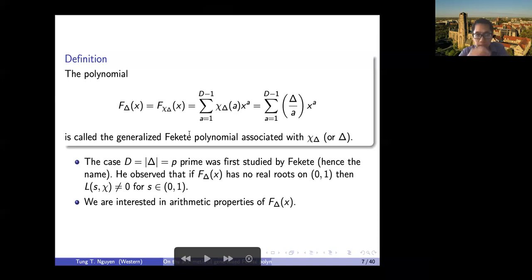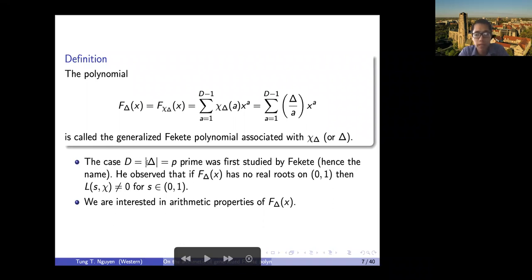Now, we give a name to this polynomial. The polynomial f delta of x, you can index it by the character as well. It is given by the sum over a from 1 to d minus 1 of delta over a, x to the power a. This one we call the generalized Fekete polynomial associated with chi delta, or delta. What it means is that the quadratic character is determined by delta, so we can index it either by delta or by the character chi delta. This definition actually works for any character, so it doesn't have to be quadratic. But our talk will focus on the quadratic case, and we will explain in a second why that's important for us. Now I want to say a few words about history.